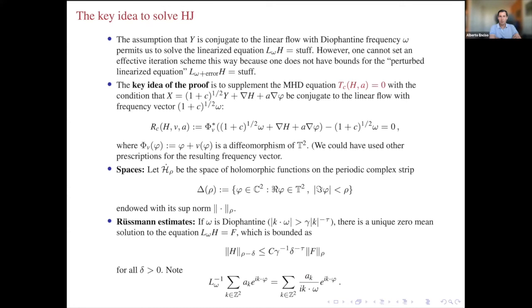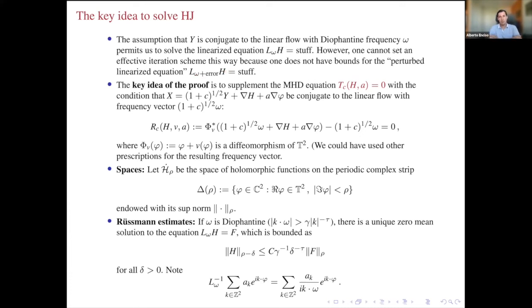So how does the proof go? We want to set up an iteration. We start with that first order approximation to the solution. Now we go to second order, and again we isolate that second order contribution. We get something else on the right-hand side. We can ensure there's no mean, and eventually we want to solve an equation of the form L omega plus a small error, applied to the unknown function, equal to stuff.